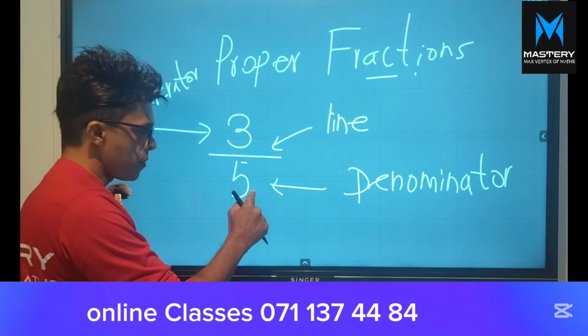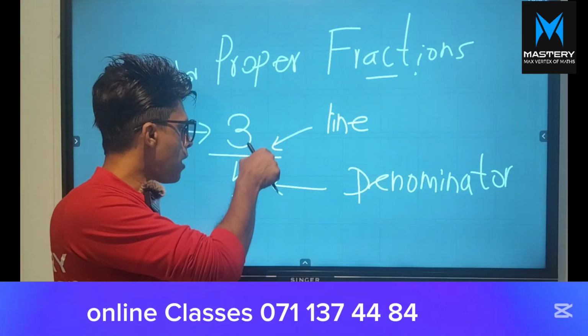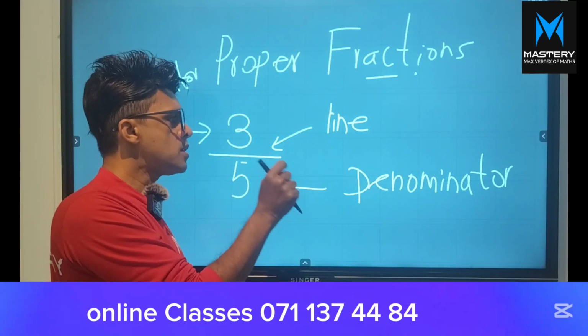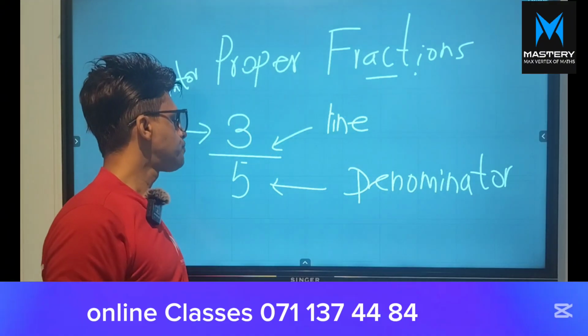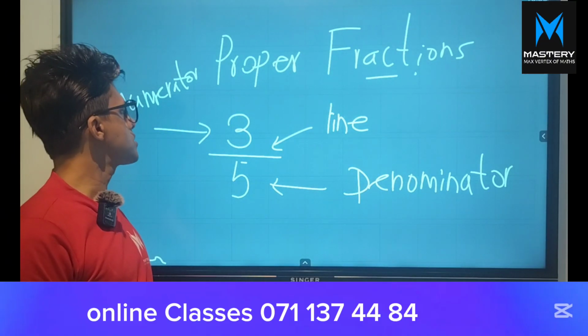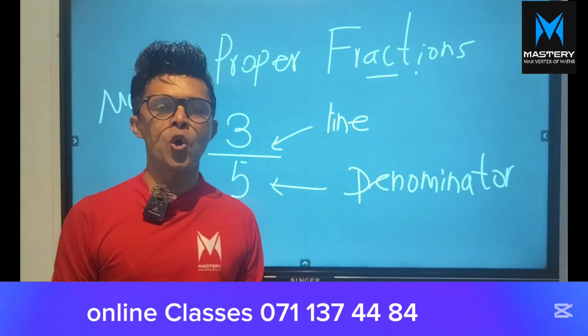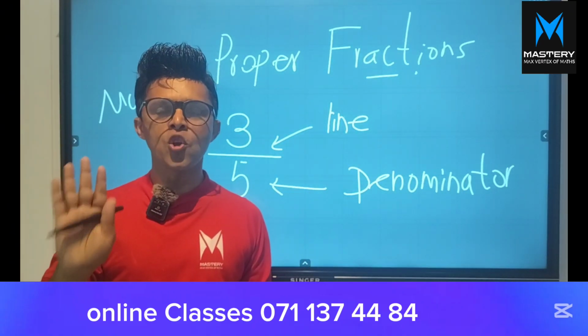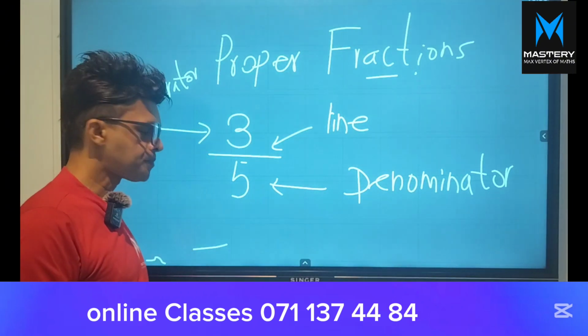This number below the line is denominator. Above this line, the number that you could see in this fraction is numerator, right? We generally do not say denominator value. We say denominator. This is denominator, this is numerator.